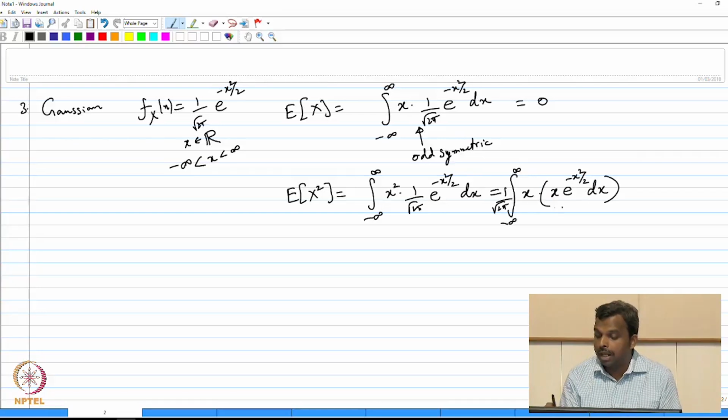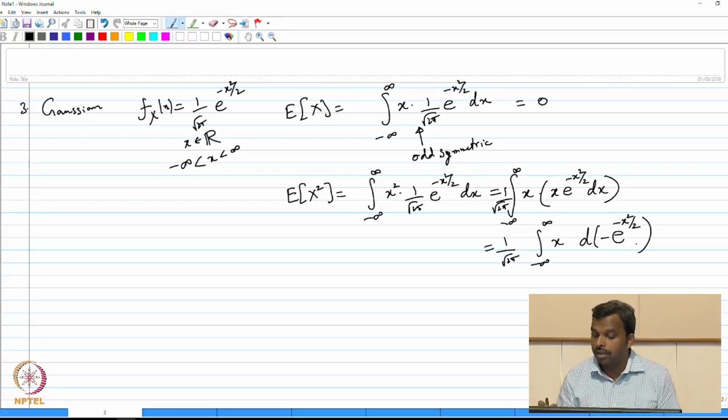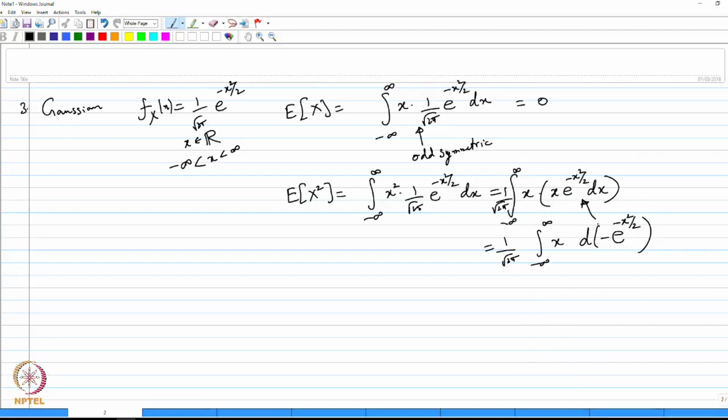Now this part, one can identify as follows: integral from minus infinity to infinity of x times d of minus e to the power minus x squared by 2. What do we mean by this? If you do this differentiation, you will get minus e to the power minus x squared by 2 times the derivative of minus x squared by 2, which is minus x. So that will become the same as this. These two are equal, you can check that. Once you do this, you can do integration by parts. This is how I like to do integration by parts. This 1 by root 2 pi will come as it is.